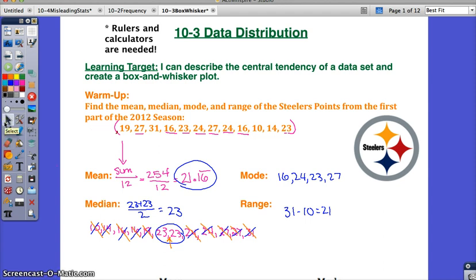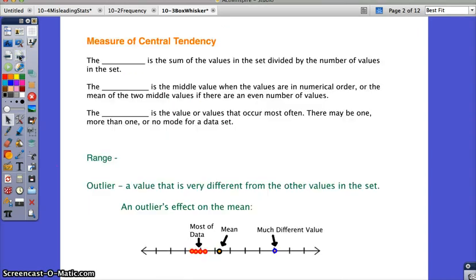And the last part is the range. The range is always going to be the highest number minus the smallest number in your data set. So I would have 31 and 10 being subtracted. My range is 21. Hopefully this looks familiar to you. Hopefully your answers are correct. If not, correct them and ask any questions that you need to your classroom teacher.